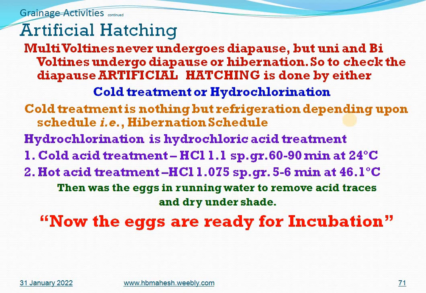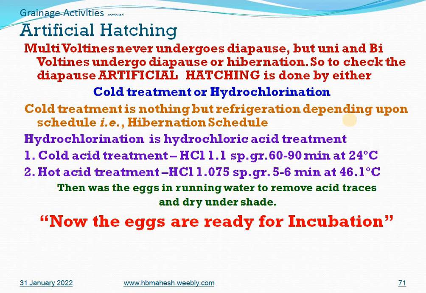Hydrochlorination is nothing but the hydrochloric acid treatment. This hydrochloric acid treatment is of two types. One is cold acid treatment. Cold acid treatment is nothing but the acid treatment at room temperature, not at cold, meaning 5 or 6 degrees. So hydrochloric acid with a specific gravity of 1.1 at 24 degree centigrade, and the acid treatment duration is 60 to 90 minutes. So it's a little bit lengthy process.